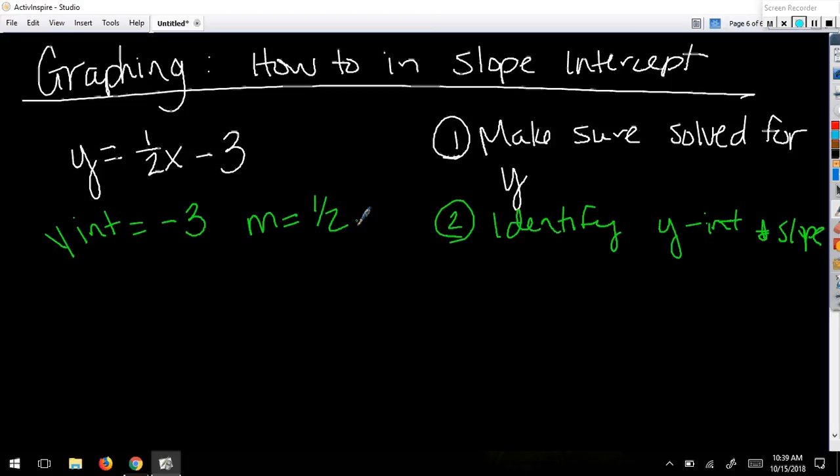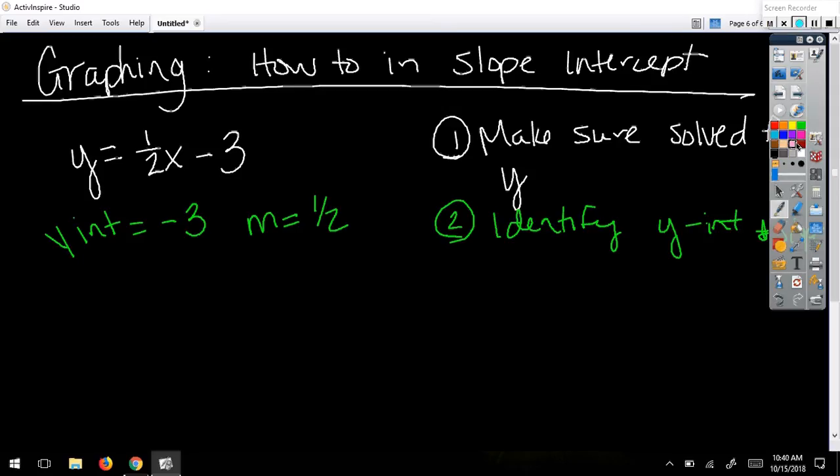So the second step is, after we solve it for y, in this case it was already solved for y, but I want to put that in there in case you encounter something on it. We just identify the y-intercept, which is the b, and the slope. The y-intercept is the -3, the slope is the 1/2. That's all you gotta do, now we're ready to graph. Graphing should be the easy part for you.